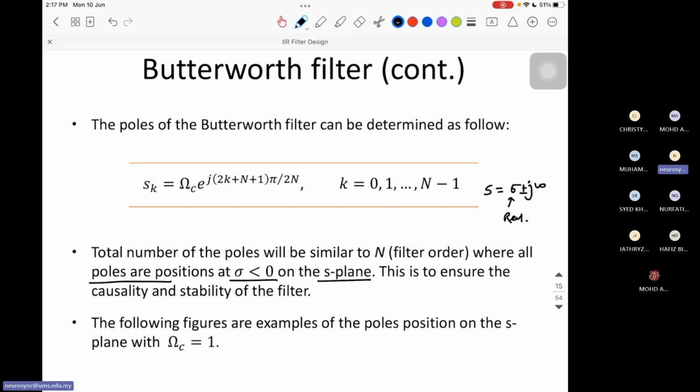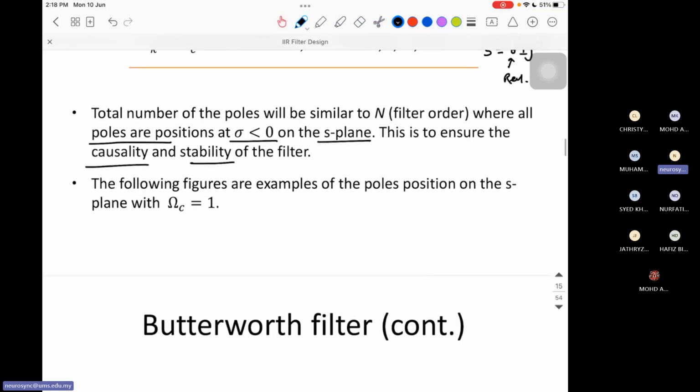Okay, so if sigma, the real part of the pole, is negative, less than 0, that ensures the stability of the filter. We can ensure the causality and stability of the filter. This is also very important. The following figures are examples of the pole positions on the s plane.